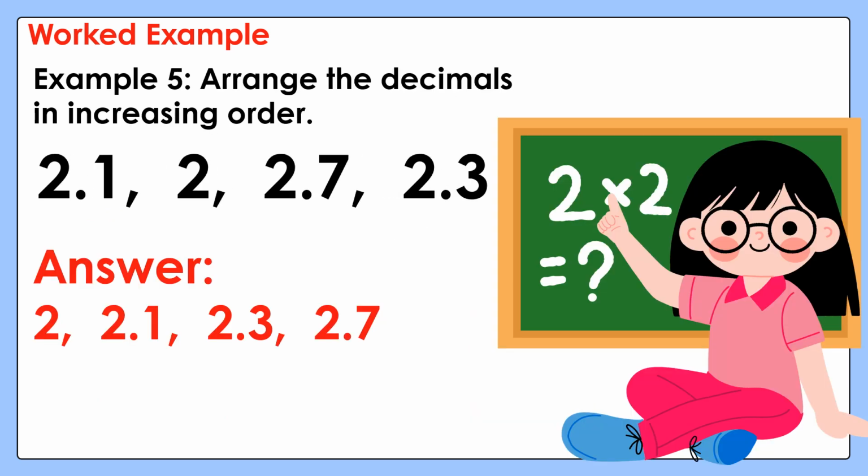Example number 5, arrange the decimals in increasing order. 2.1, 2, 2.7, and 2.3. The answer, 2, 2.1, 2.3, and 2.7.